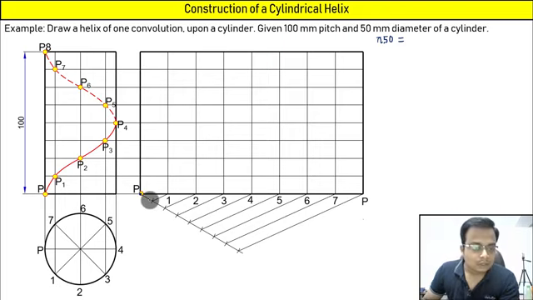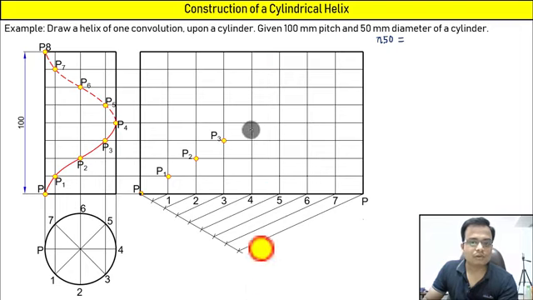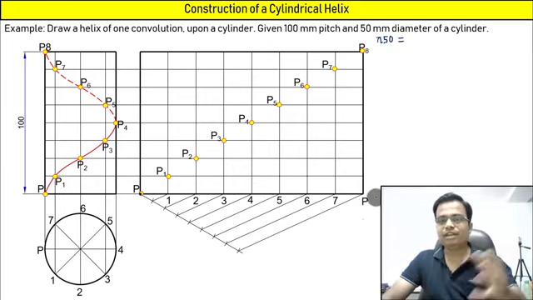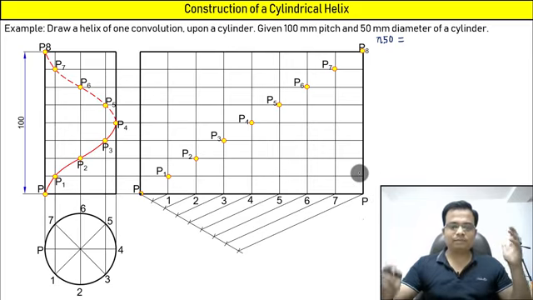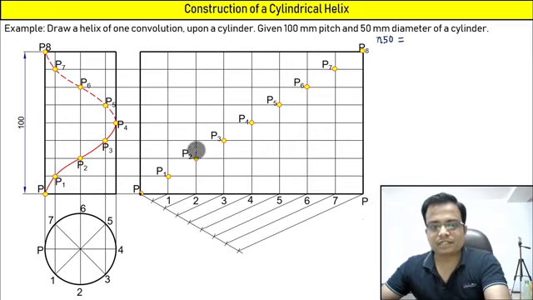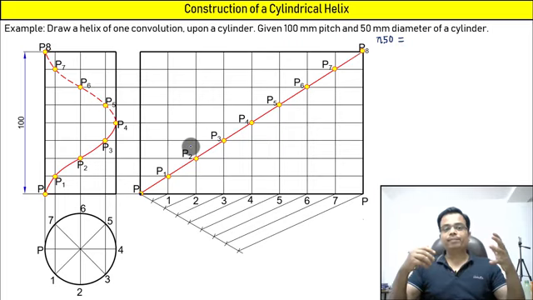That's point P. So above 1 we have point P1. Very easy. Above 2 we have point P2. Above 3 we have got point P3. Above 4 we've got point P4. 5 we've got P5, P6, P7, P8. That's it. P8 is above this point P. Very strange. So that means when you join all these points in proper sequence, what do you get?